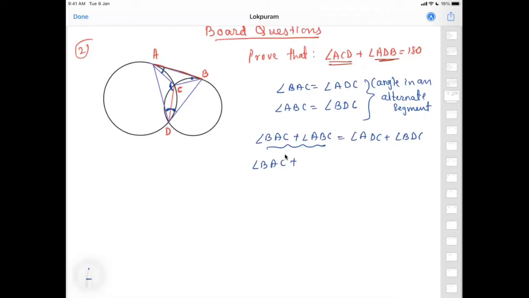Did you understand these two steps? Should I explain again those that were joined now? Do you want me to explain again? Okay, I will erase and I will explain again. Just listen.